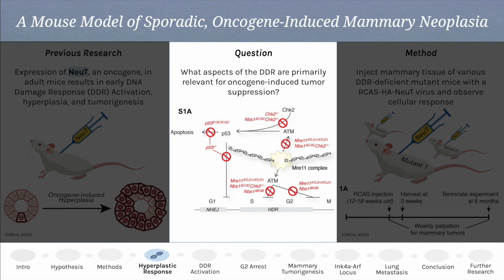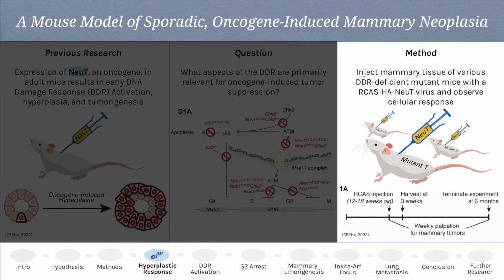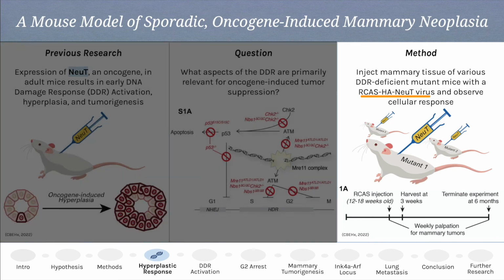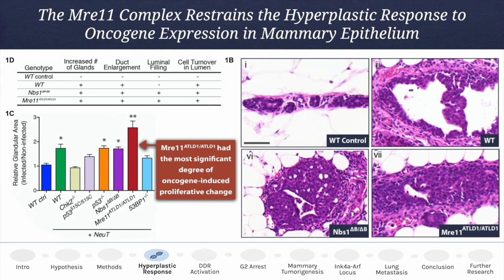The specific question researchers were concerned with in this study is what aspects of the DDR are most relevant for oncogene-induced tumor suppression. To answer this question, the researchers injected mice with various DDR deficiency mutations using an RCAS virus system carrying the NeuT gene and observed their cellular response. Injection of the NeuT carrying virus into wild-type mice resulted in enlargement of the mammary ducts with epithelial hyperplasia. This mammary hyperplasia was correlated with oncogene expression.